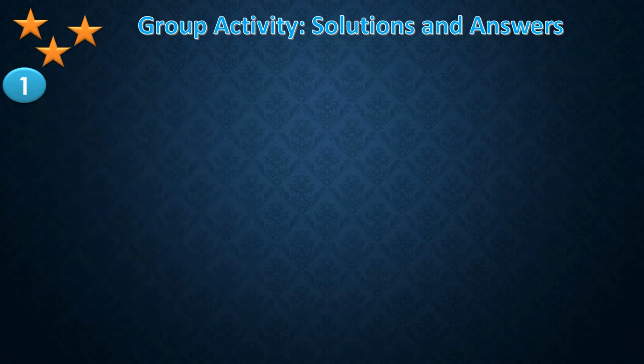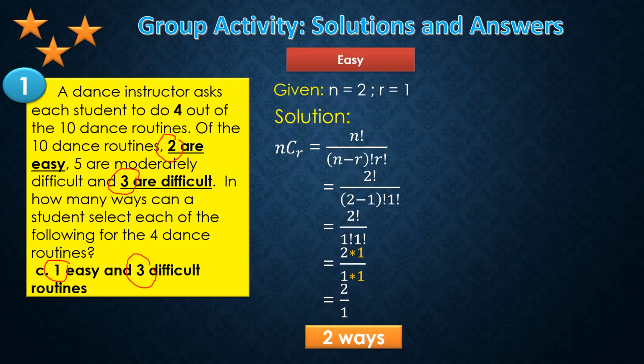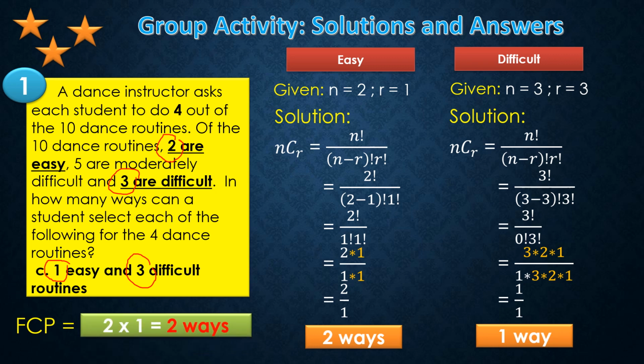Next is letter C. The question is, how about one easy and three difficult routines? So, like in letter B, we also separate the easy and the difficult routines. Take note, there are two choices for easy and we take one; three for difficult and we take three. For easy, the total is 2. Okay, we only get two combinations. And for difficult, we only get one. So just multiply 2 times 1 using the fundamental counting principle. That is 2 ways.